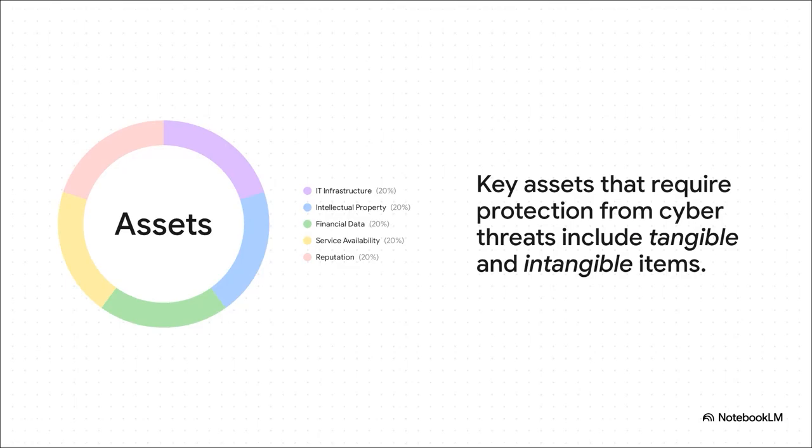So what are we talking about here? Well, sure, there's the IT infrastructure, the hardware. But think bigger. Think about a company's secret formulas or their source code. That's their intellectual property. Or all their financial data, even just the ability for their website to stay online. We call that service availability. And maybe the biggest one of all, a company's reputation.